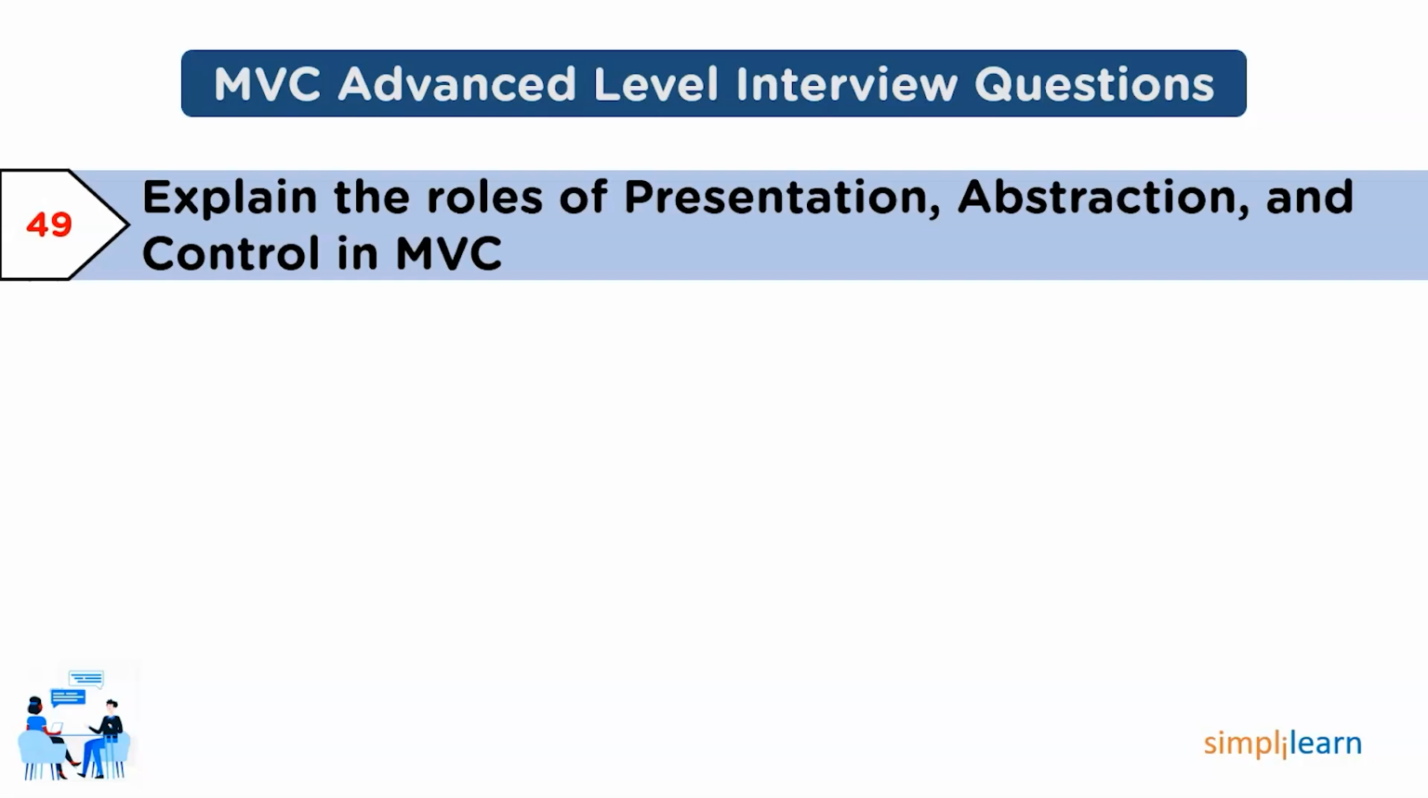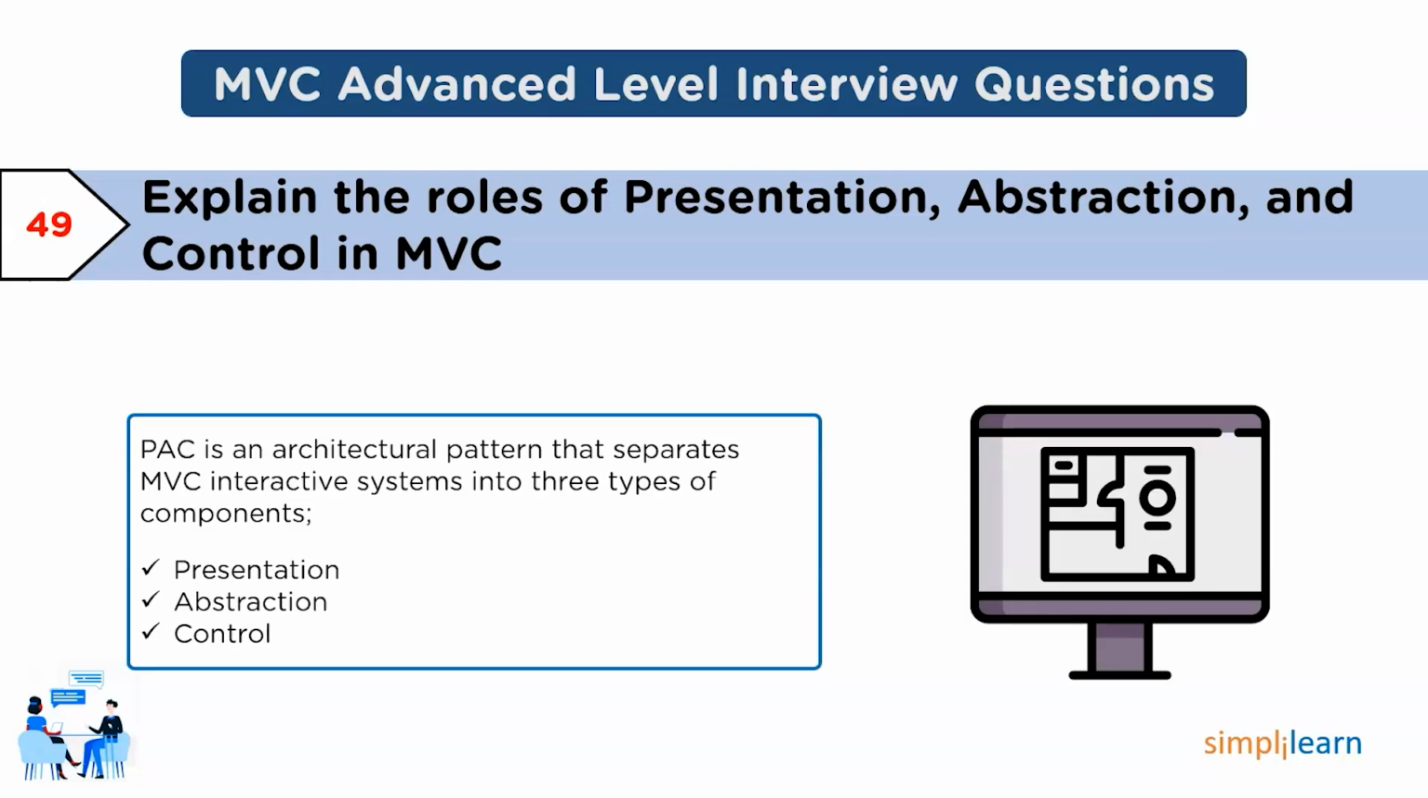Explain the roles of presentation, abstraction and control in MVC. Presentation, abstraction and control is an architectural pattern that separates an interactive MVC system into three types of components. Presentation in MVC is responsible for formats of the visual and audio presentation of the data. Abstraction is responsible for retrieving information and processing the data. Control handles the flow of control, the communication between the two components.